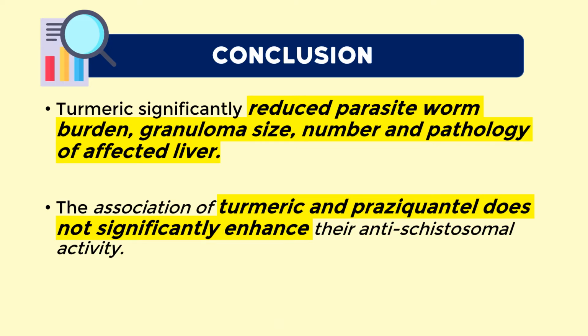For the conclusion, turmeric significantly reduced parasite worm burden, granuloma size, number, and pathology of the affected liver. The association of turmeric and praziquantel does not significantly enhance their anti-schistosomal activity.